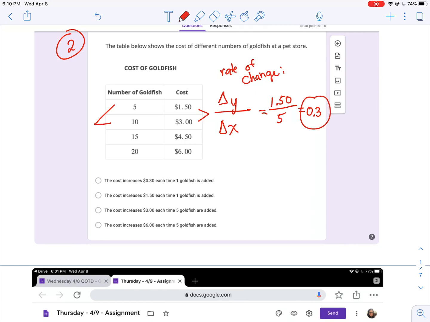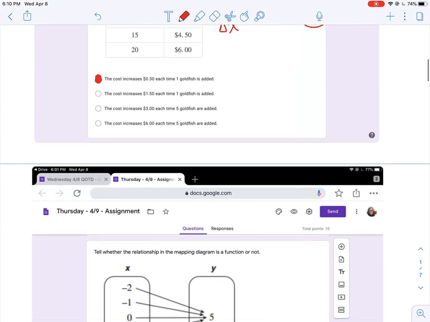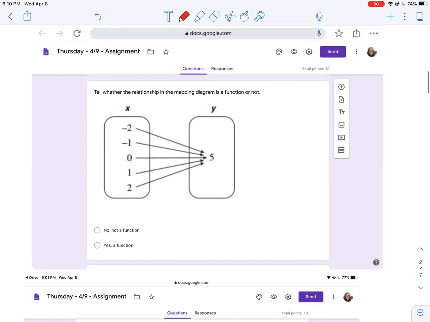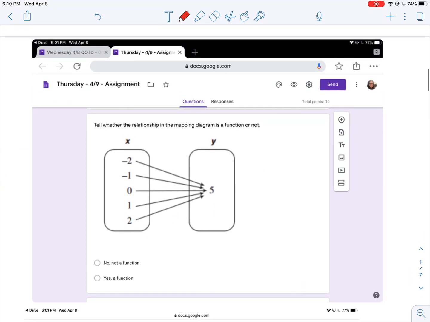Well, that's exactly what we just found. We don't even need to continue further. The answer is going to be the first one there. Okay, so question number 3. It says, tell whether the relationship in the mapping diagram is a function or not.